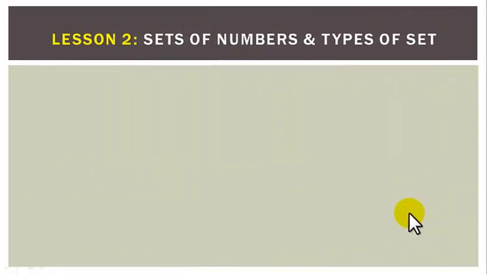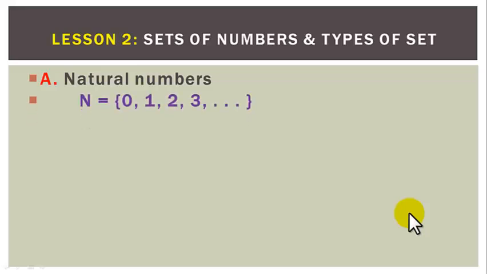Lesson number 2. Set of numbers and types of set. Some sets are so important that we use special letters to denote them. A. Set of natural numbers. This set is denoted by capital letter N, and it consists of the elements 0, 1, 2, 3, and so on.